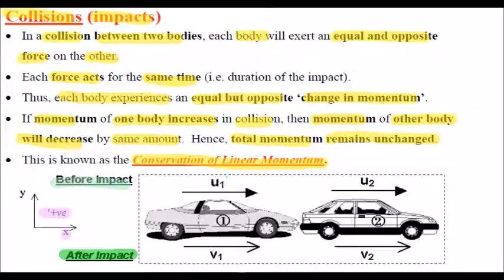So before impact, body 1 shown here will have an initial velocity u1, and body 2 shown here will have initial velocity u2. After impact, body 1 will have a final velocity v1 and body 2 will have a final velocity v2. And that's the notation we're going to use throughout the questions we're reviewing on collisions. The bodies, of course, don't have to be cars, they can be any object, trucks, billiard balls, etc.